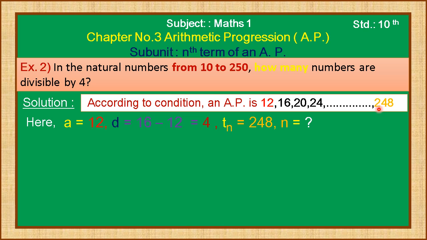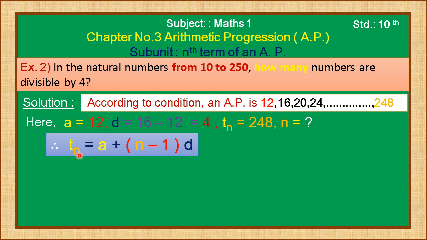It is an example of a finite AP. So the last term of the AP is denoted by Tn. The value of Tn is equal to 248, and we need to find the value of n, shown with the question mark. We know the formula: Tn is equal to A plus, inside the bracket, n minus 1, into D. Now put the values in. On the left hand side, Tn is 248, right?